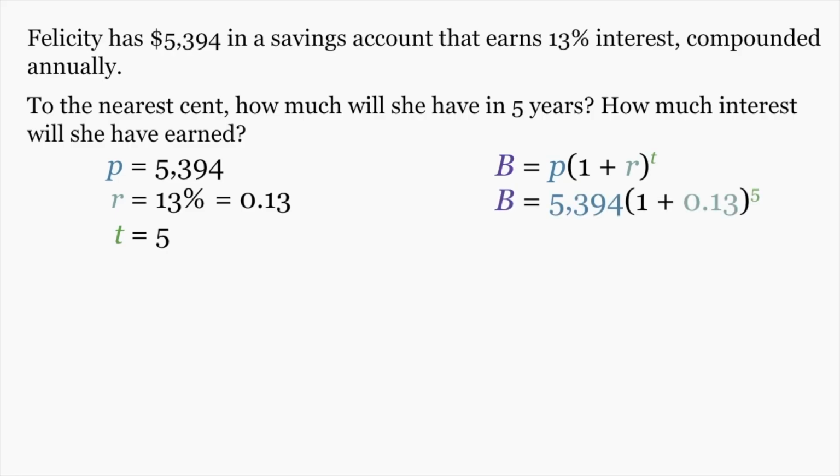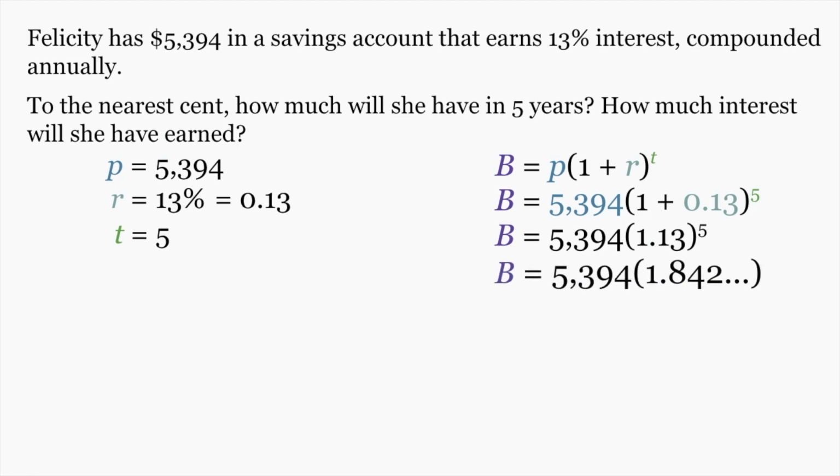B equals 5,394 times 1 plus 13/100ths to the power of 5. Follow the order of operations to evaluate the equation. Start with the expression inside the parentheses. 1 plus 13/100ths is 1 and 13/100ths. Now the exponent. 1 and 13/100ths to the 5th power is 1.842 and the decimal keeps going. Don't round this decimal number yet.